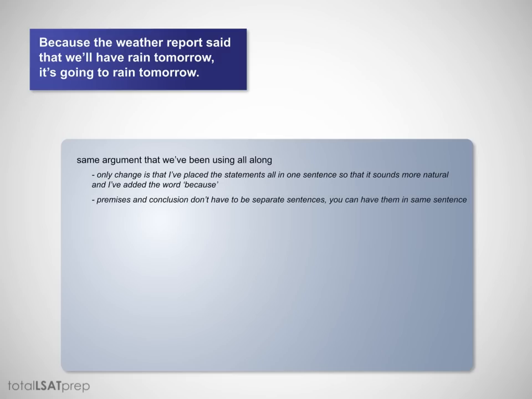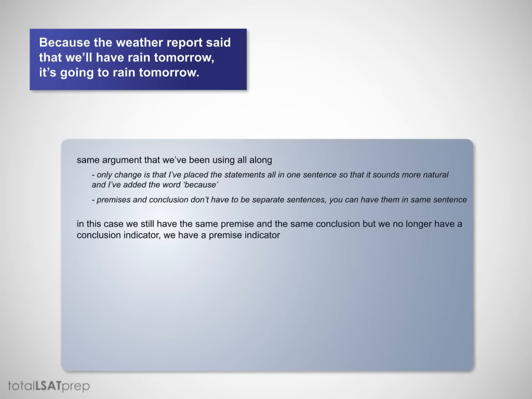The premises and the conclusions don't have to be separate sentences. You can have them in the same sentence. In this case, we still have the same premise and the same conclusion, but we no longer have a conclusion indicator, we have a premise indicator.